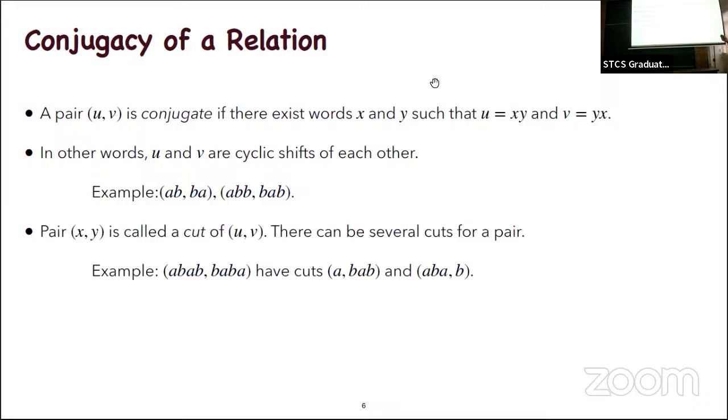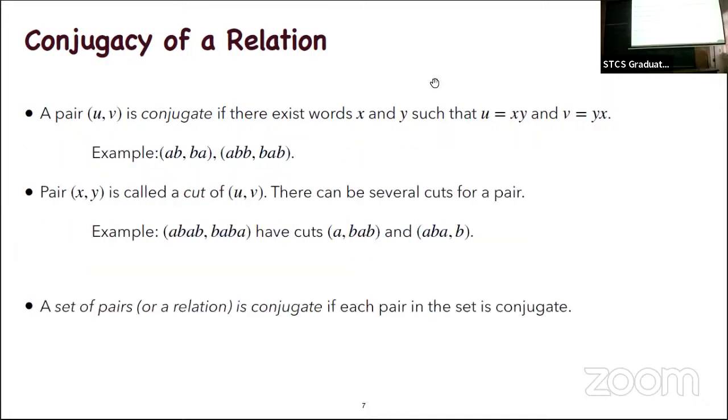Now, whenever I have words U and V, this pair (X, Y) is called a cut of (U, V). There can be several cuts of a pair. For instance, if I have a word like ABA, I can take A and BA as a cut, and similarly I can have AB and A. So both are cuts of this word ABA. And these are critical definitions. A set of pairs is conjugate if every pair in the set is conjugate.